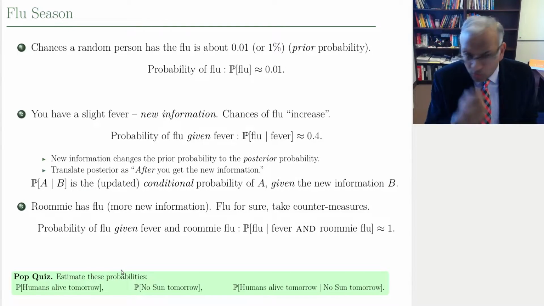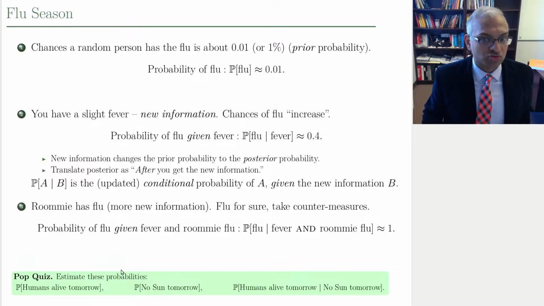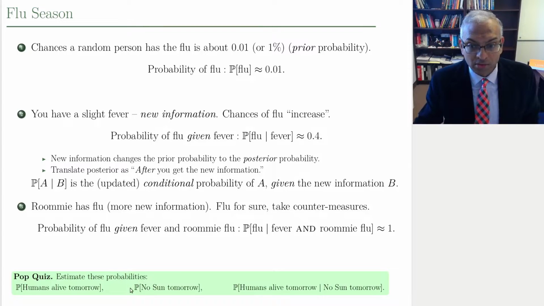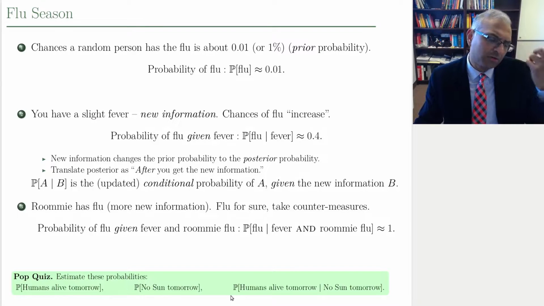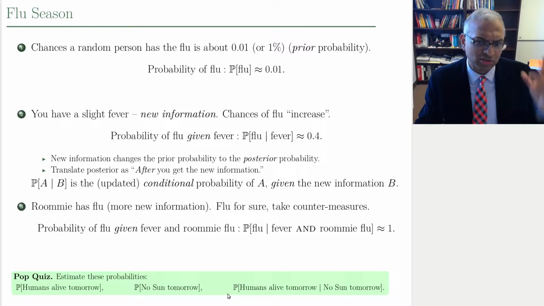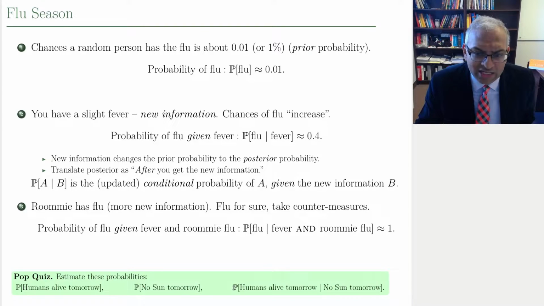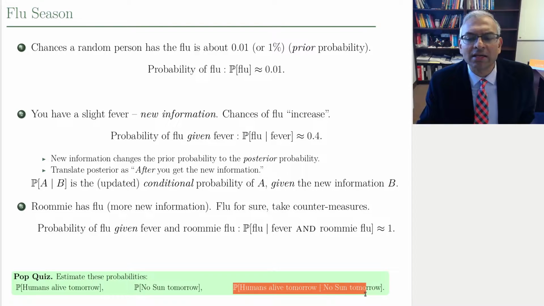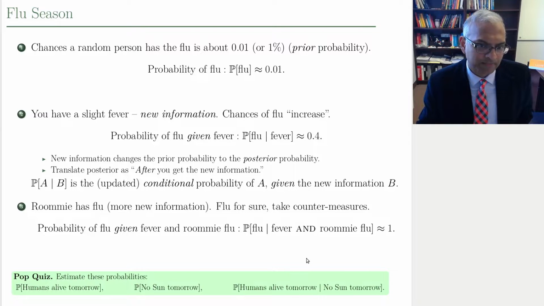But now, supposing I told you, there's no sun tomorrow. For whatever reason, there's not going to be a sun tomorrow. So now you probably infer, oh, something serious has happened. Maybe the sun went supernova or something exploded. So now we can ask, what's the probability that humans are alive tomorrow, given that there is no sun tomorrow? Now think about this.